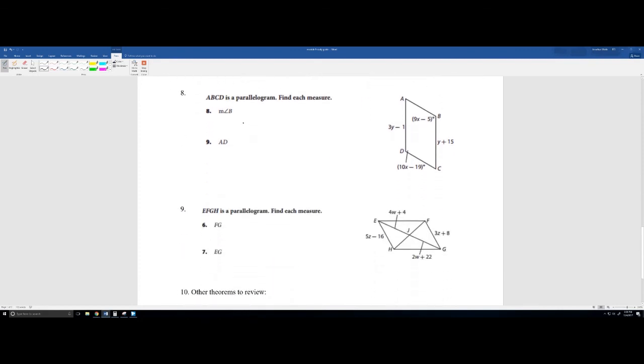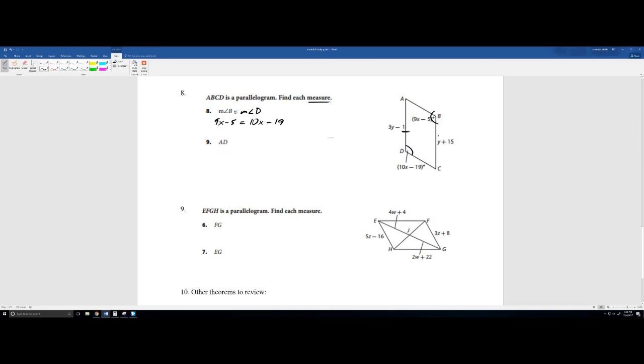All right, number 8. Find the measure. I'll tell you what, I'm only going to set it up for you, but remember the main idea. ABCD is a parallelogram, and they're asking us to find angle B. Angle B is right here. We know that the opposites have to be congruent. So to solve for the measure of angle B, we set it equal to the measure of angle D. So measure B, again, was 9x minus 5 degrees, which should equal 10x minus 19. Not the same expression, but the same congruent angle. Solve for x, plug it back in, and find the measure for angle B.